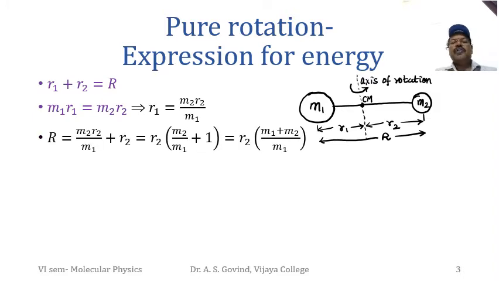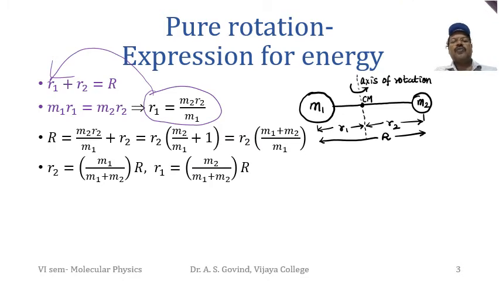So now the total distance is r1 plus r2. This r1 can be substituted here so that it becomes capital R equals m2 r2 by m1 plus r2. Take r2 as common and take LCM, you will get this. And now if you cross multiply, you will get an expression for r2. So r2 is m1 by m1 plus m2 into capital R. And if you do similarly substituting for r2 and finally get r1, you will get a similar expression for r1.